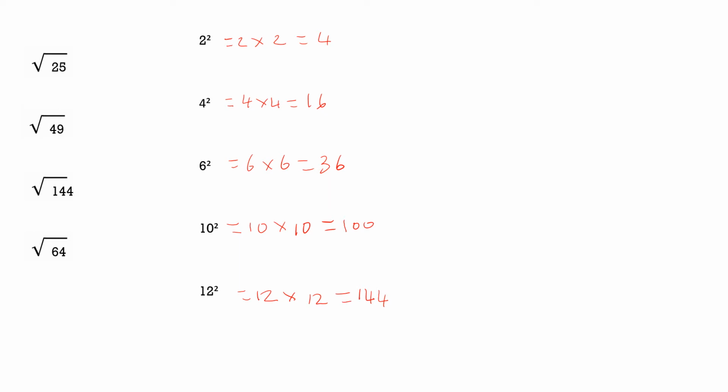Now looking at the square roots, remember this means something times something is whatever our number is here. So in this case, it is 5. 5 times 5 is 25. The square root of 49 is 7, because 7 times 7 is 49. Here you'll notice the answer over here, that 12 times 12 is 144, and the square root of 64 is 8, because 8 times 8 is 64.